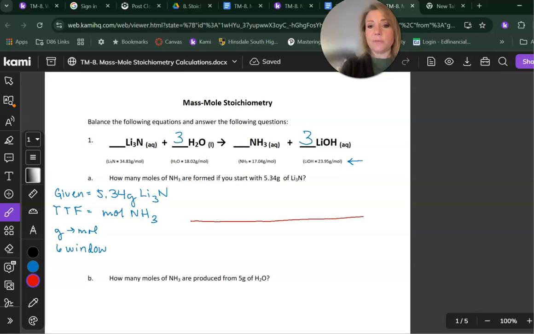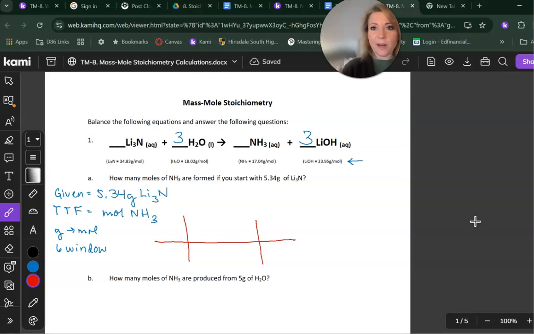Here are our 6 windows. Remember also to write small, because there is a lot of writing in these problems. Okay, so as I mentioned, the given always goes in the upper left window, so that's what we're going to do. We're going to write 5.34 grams of lithium nitride there. And I said that our trying to find always goes in the upper right-hand window. So I'm going to write moles of NH3.